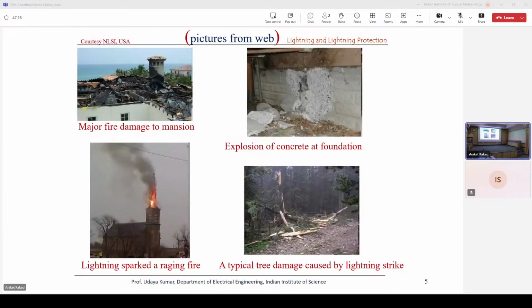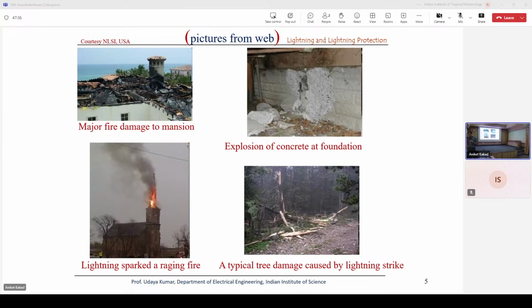So damages are many. I just wanted to comment on two, even though these are borrowed pictures. Fortunately, in tropical countries, our trees are not so dry. Oil contents are not that high, so we don't see catching of fire so often. But one point I want to say, I'm from coastal Karnataka.